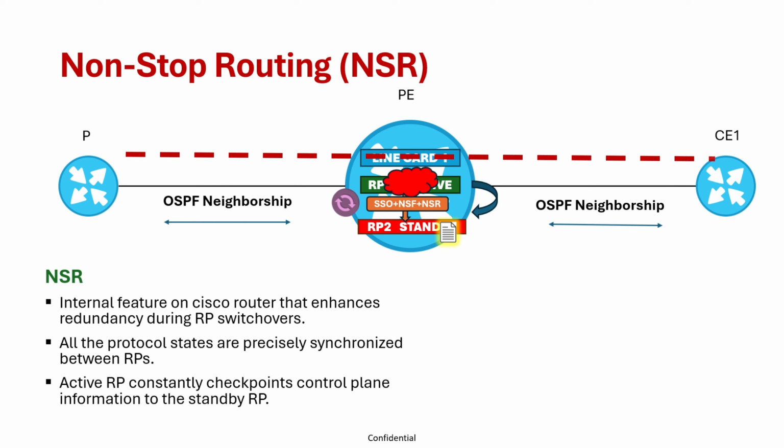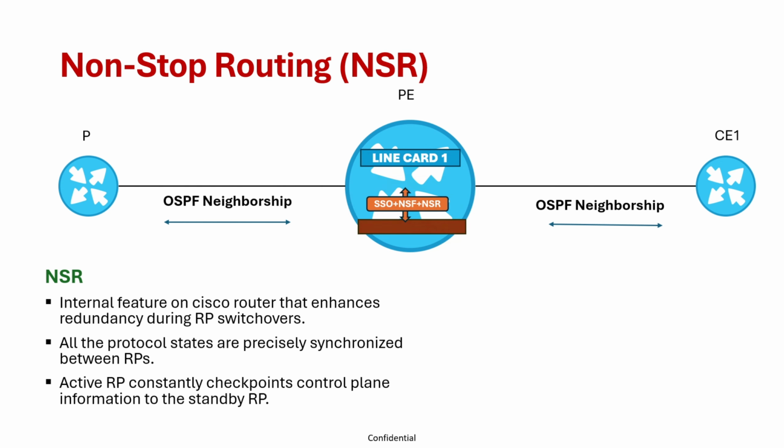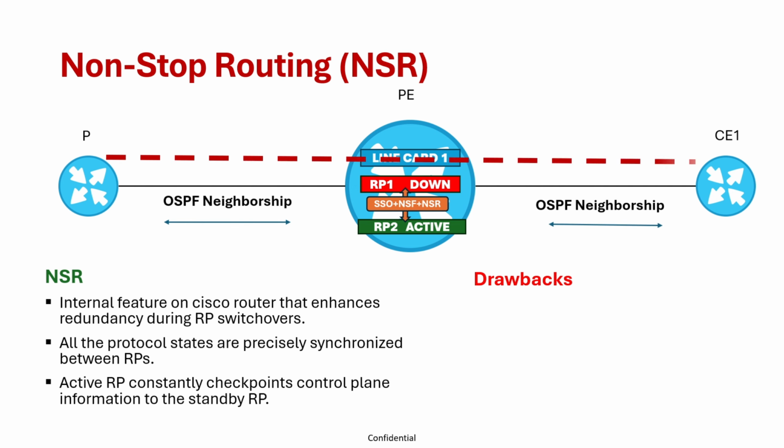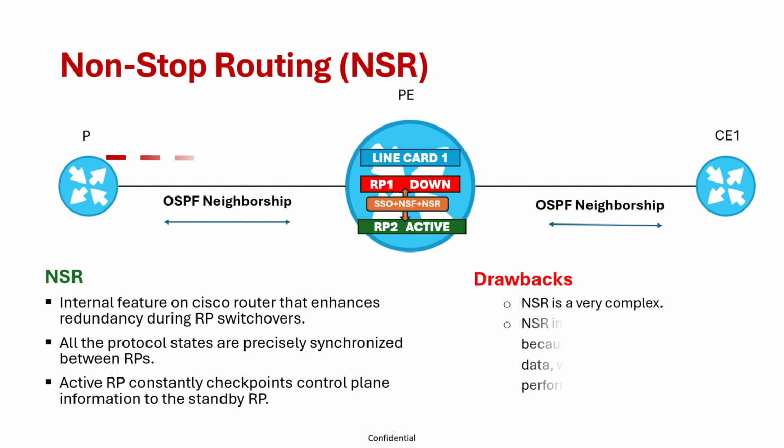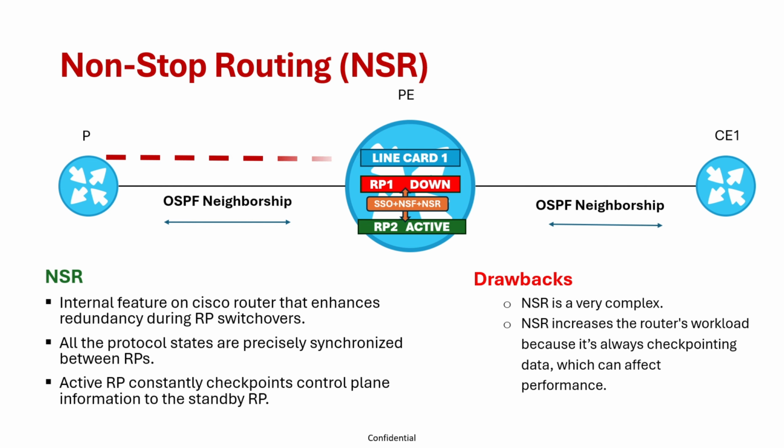Unlike NSF and GR, NSR doesn't rely on neighboring devices for high availability. It is an internal feature. It ensures seamless control plane failover, as I said, and protocol continuity. So it is good, but again, there are some drawbacks. NSR is very complex. It increases the router's workload and requires significant hardware resources because it's always checkpointing the data between RPs. It checkpoints all the control plane data, as I said.